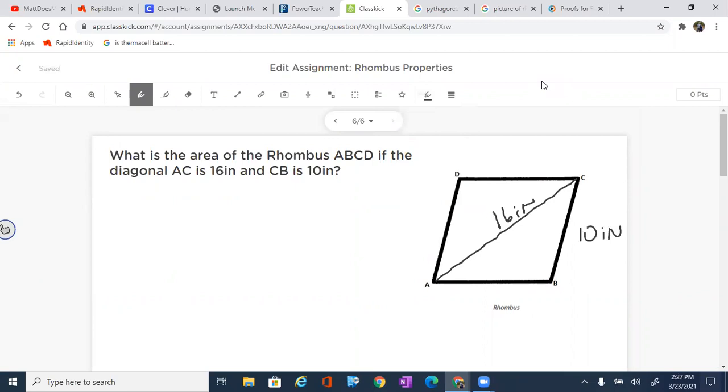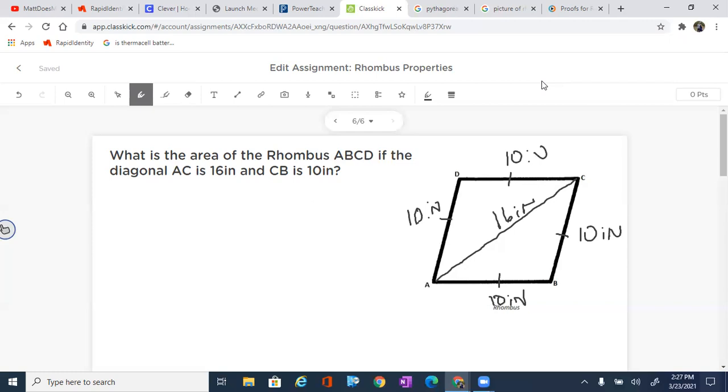One thing that we need to know about rhombuses, first of all, is that all the sides are exactly the same. So that is 10 inches all the way around. And so that would make the perimeter really easy to find. But we're not looking for the perimeter. We are looking for the area.